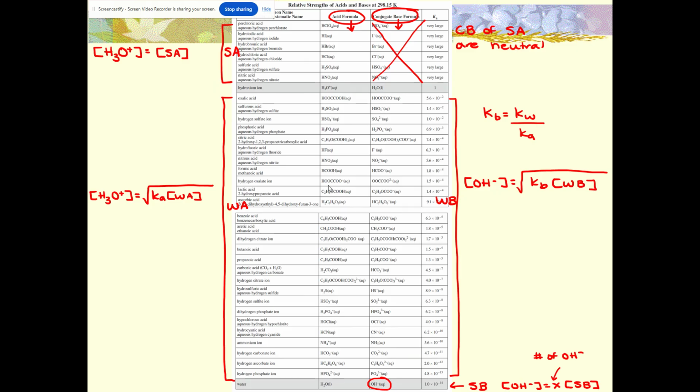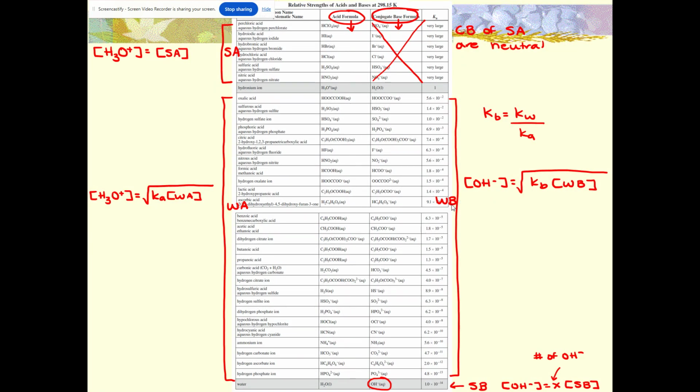So if you have an acid, you have hydronium ions. If it's a strong acid, one of the top 6, then the hydronium ion concentration is the concentration of the strong acid. But if it's one of these bottom acids here, these weaker ones, then you have to use the square root of Ka times the concentration of the weak acid.